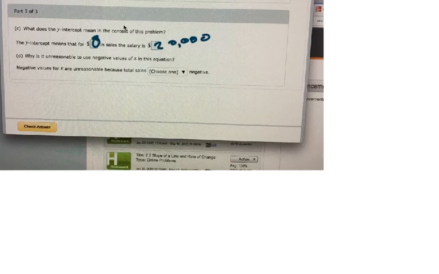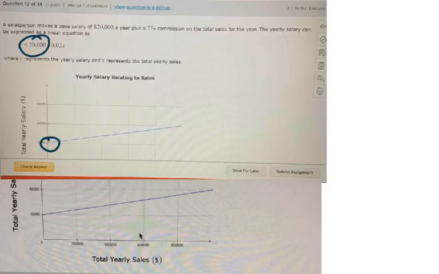Last part, why is it unreasonable to use negative values of x in this equation? It doesn't make sense to have negative values, because if it was negative, that would mean that you're owing the job money. And if you have a job like that, it's not a good job. In any case, there you have it. I think, again, the biggest part is making sure you understand that y represents the salary and x represents the sales. And once you see that, it's pretty straightforward.